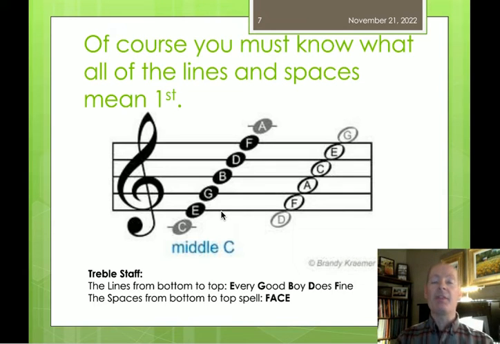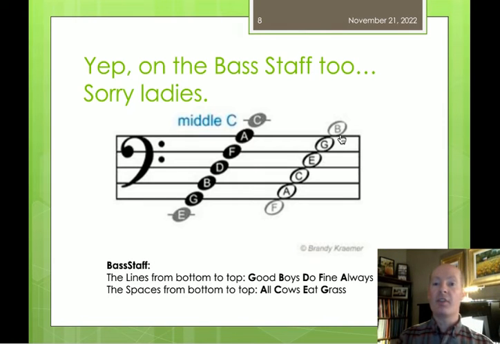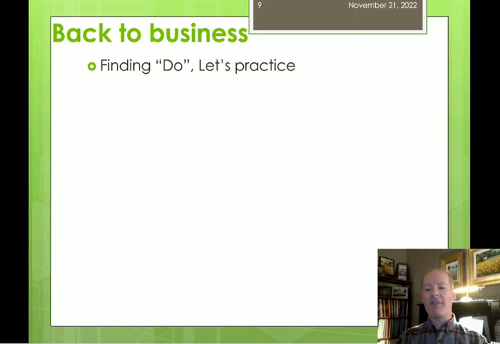Okay, this means, of course, you must know all the lines and the spaces and the letter names: every good boy does fine, and F-A-C-E spells face. But not only that, you have to know that G is the first space above the staff. Above F is G, because there will be a sharp sign there in our key signature. It also helps to know the bass staff notes, too. All right, let's get a little practice in finding do.